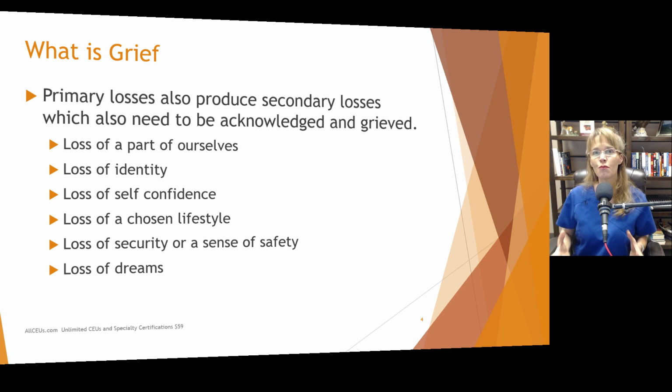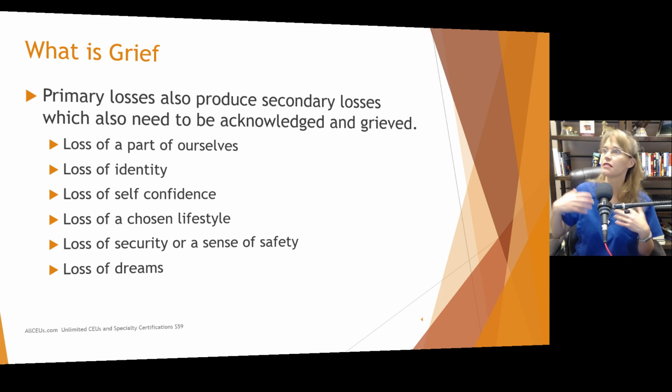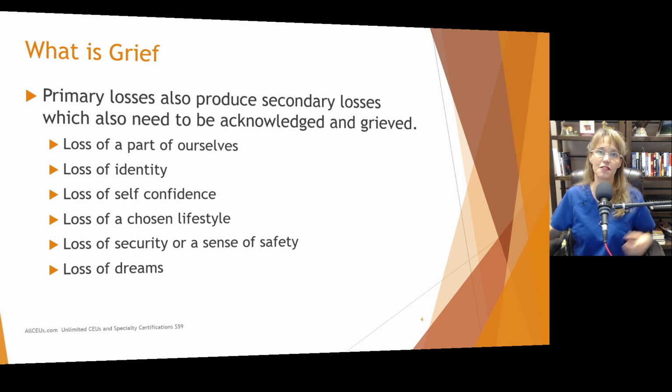We want to look at what is motivating their behaviors. If we have a loss of a chosen lifestyle, maybe somebody was a full-time stay-at-home caregiver, and all of a sudden their significant other dies or leaves or goes away for some reason, and they suddenly have to get a job and work outside of the home. And not only are they having to work outside of the home, they're doing it by themselves. So they viewed themselves as part of a team. Now they're independent, and it's completely changed their lifestyle.